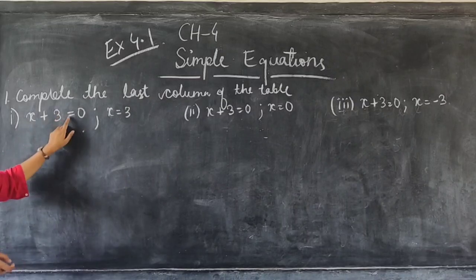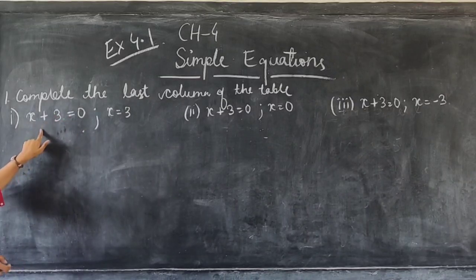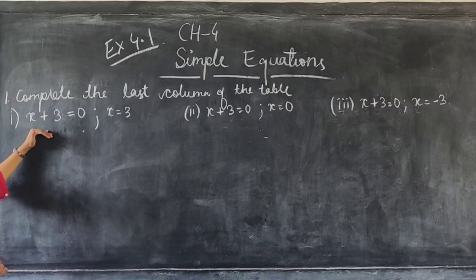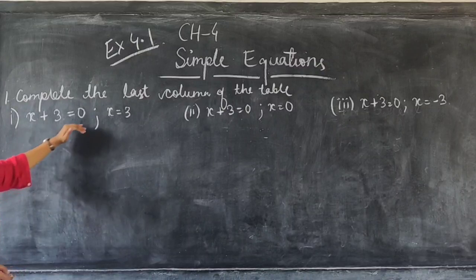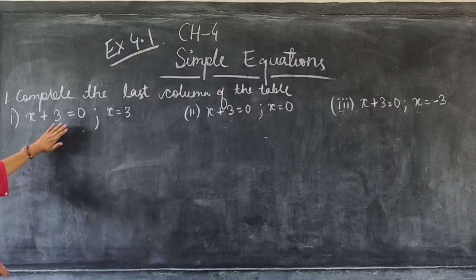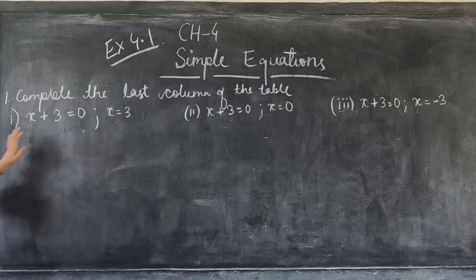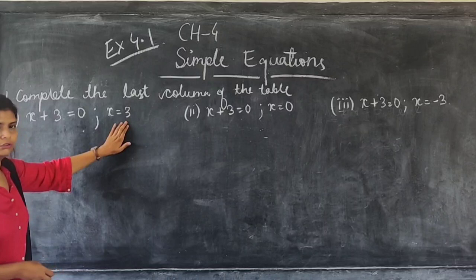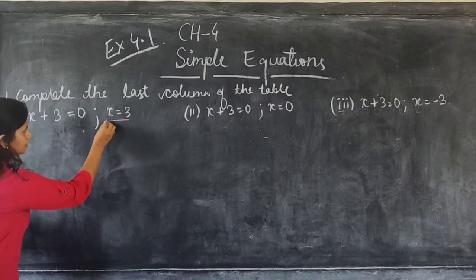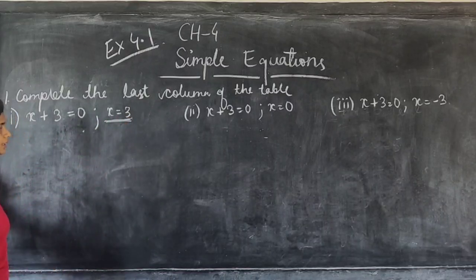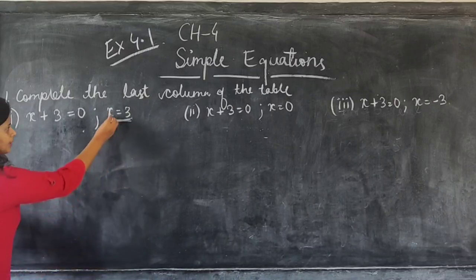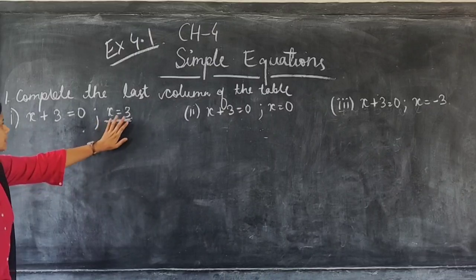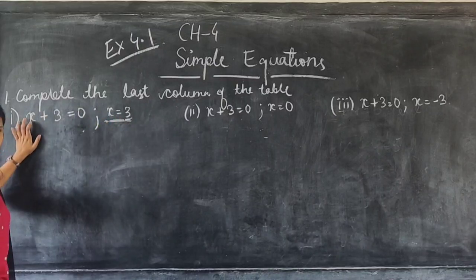Now what do we know about an equation? In an equation there is an equals to sign. There is one left hand side, there is one right hand side. And your left hand side should be equal to your right hand side. Yes? So now let us see question number 1. X plus 3 equals 0. X equals 3. Now what is this x equals 3? It is called the value of x. The value of x is 3. Now what will you do with this value? You will put this value of x in your equation.